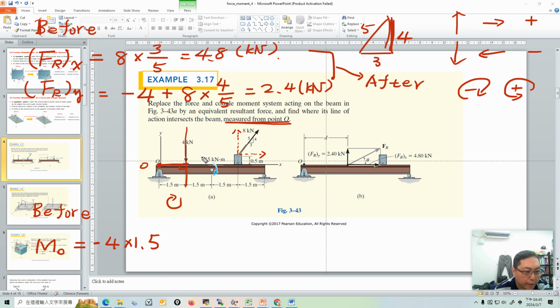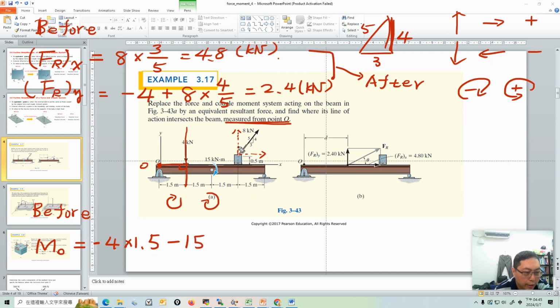Be careful. Here it shows 15 kilonewton times meter, which means a moment. Newton times meter is a moment. In this direction the moment also looks clockwise, so clockwise is minus. So it's minus 15.